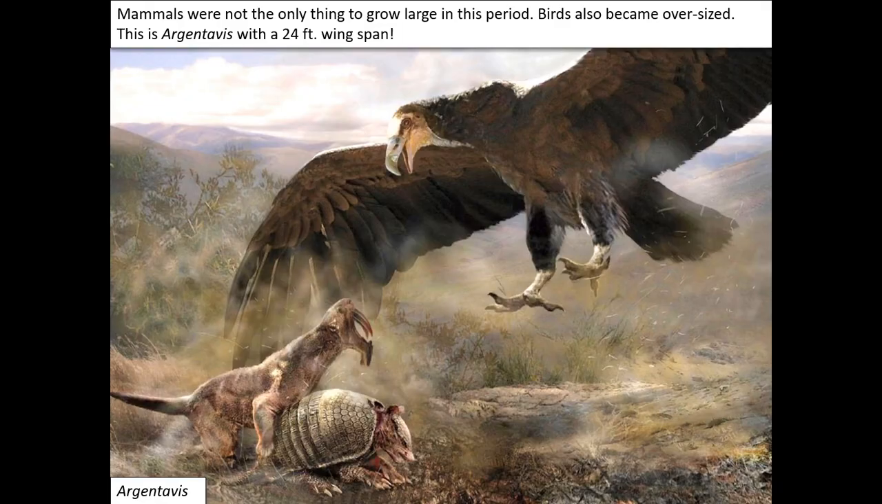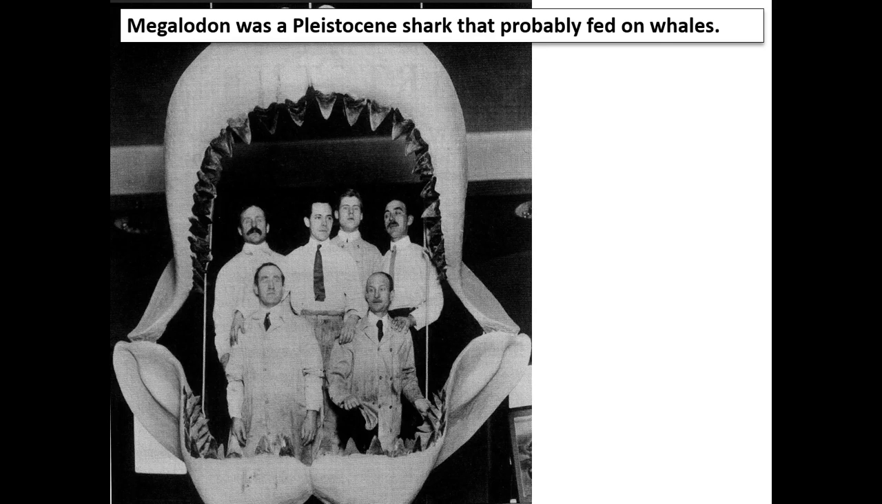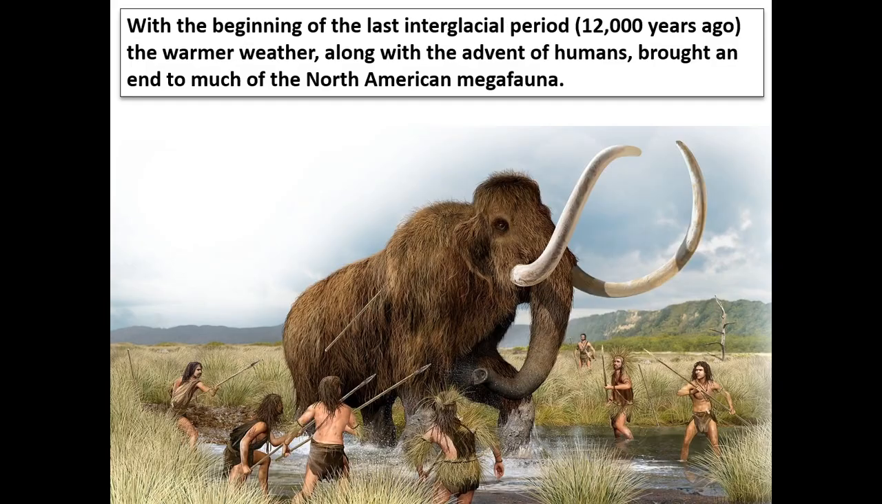Like I said, it's not only mammals that got huge. Here's Argentavis, which was a giant bird of prey, 24-foot wingspan, just a tremendous creature. You've probably heard of Megalodon, right? Megalodon got huge. It's actually a shark that was big enough probably to feed on whales. So you've probably seen pictures of Megalodon's mouth, right? It's tremendously large, way bigger than a great white shark.